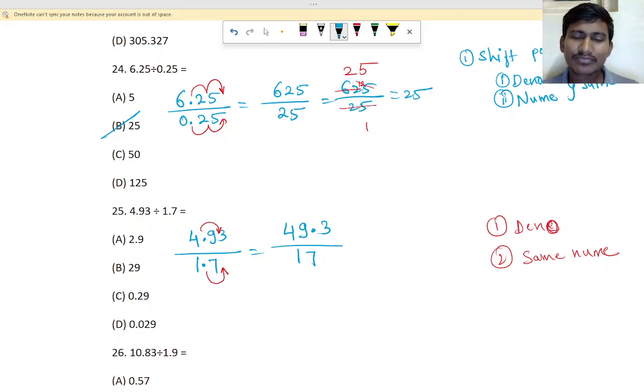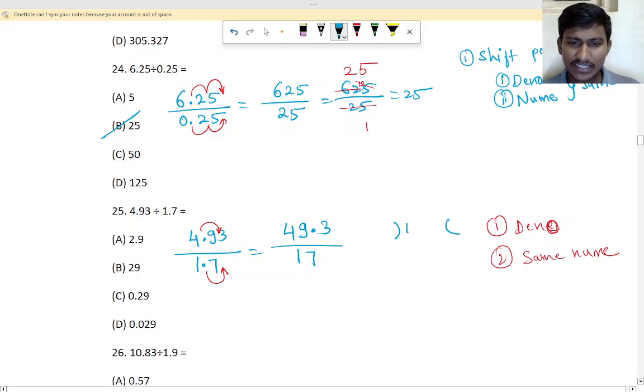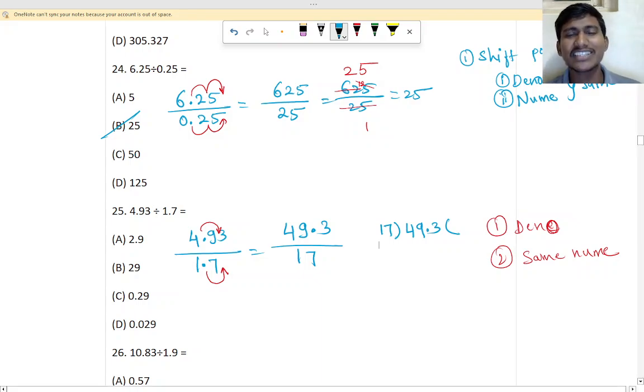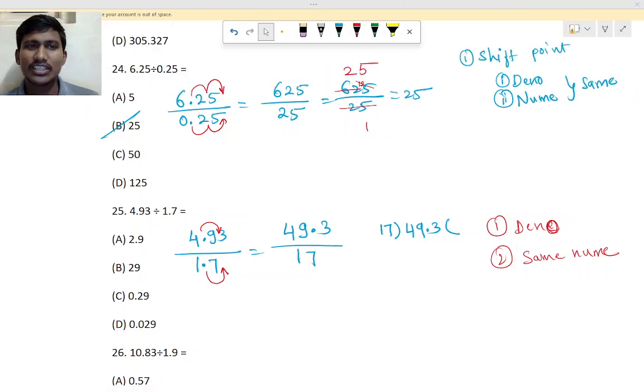Got it? Sir, in every sum we should shift it only one time? Not one time. How many times? That many times we have to shift. How many decimal places? That many times. Okay, don't worry, I will tell you. Sir, can you shift your camera? I cannot see.